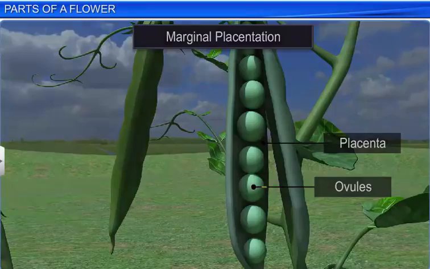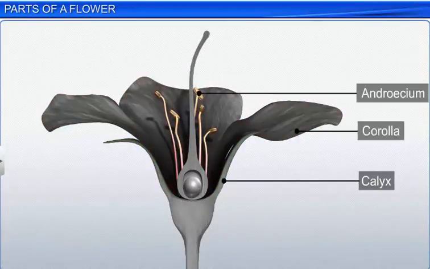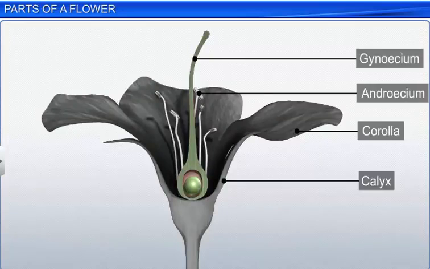The calyx, corolla, androecium, and gynoecium are the four whorls of a flower. The calyx and the corolla are the accessory whorls, while the androecium and the gynoecium are the reproductive organs.